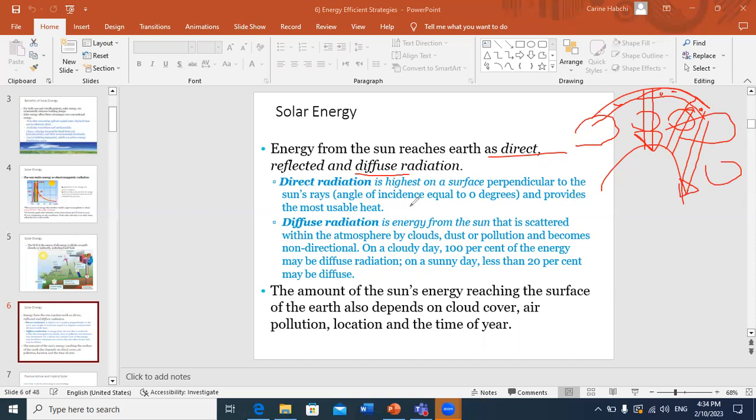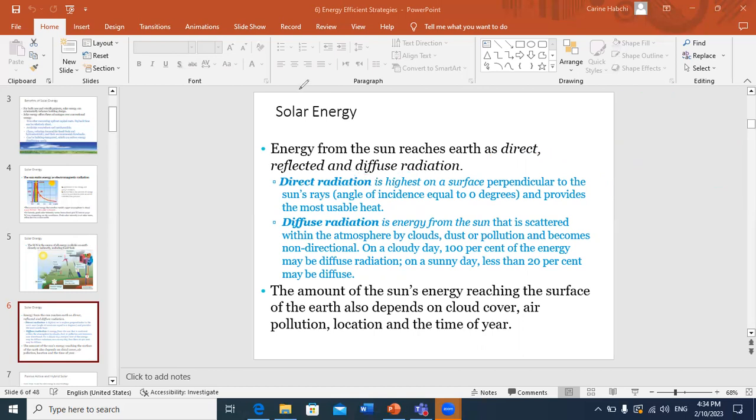Of course, this will provide the most usable heat. Diffuse radiation is the energy from the sun that is scattered within the atmosphere by clouds, dust, or pollution and becomes non-directional. On a cloudy day, 100% of the energy may be diffuse radiation, and on a sunny day, less than 20% may be diffuse. So the amount of the sun's energy reaching the surface of the Earth depends on the cloud cover, the air pollution, the location, and the time of the year. Whenever we study solar energy, we should study the climate of the country in order to determine the variation over the year of solar energy received in its different forms.